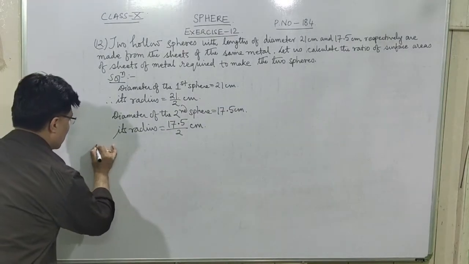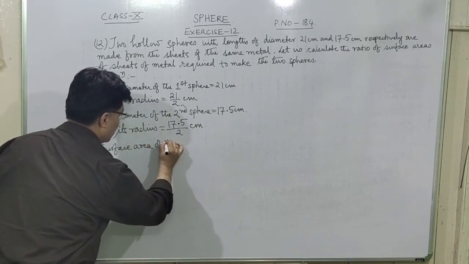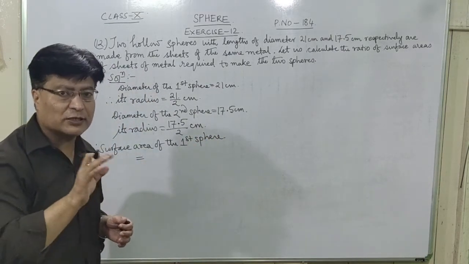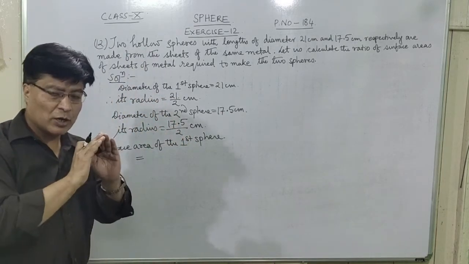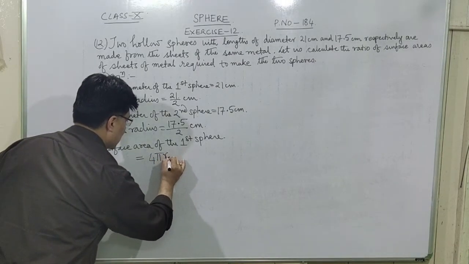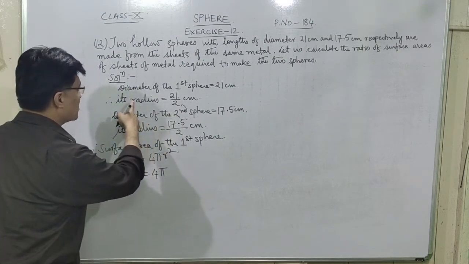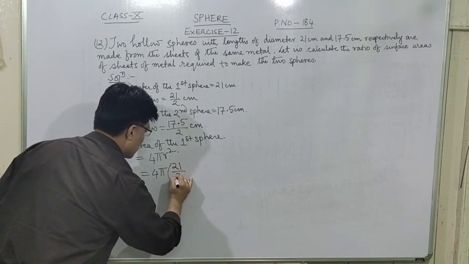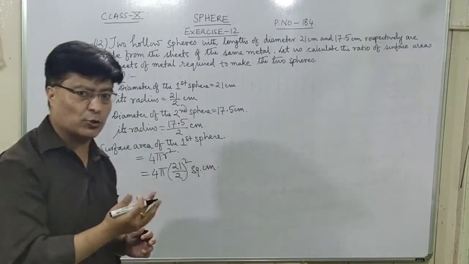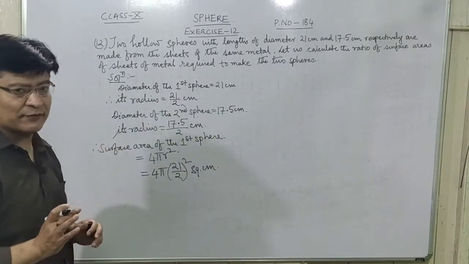So surface area of the first sphere is equal to, that means you have to find out the curved surface area of the sphere. बाहिरपट्टिको area निकाल्नु पर्यो. So what is the formula for curved surface area of the sphere? It is 4 pi r square. You know that, right? 4 pi r square, which is equal to 4 pi, keep it as it is. What is r? What is the radius of the first sphere? It is 21 by 2. So this is 21 by 2 whole square. What is the unit? This is square centimeter. Area means square centimeter. Is that clear? So this is the surface area of the first sphere.